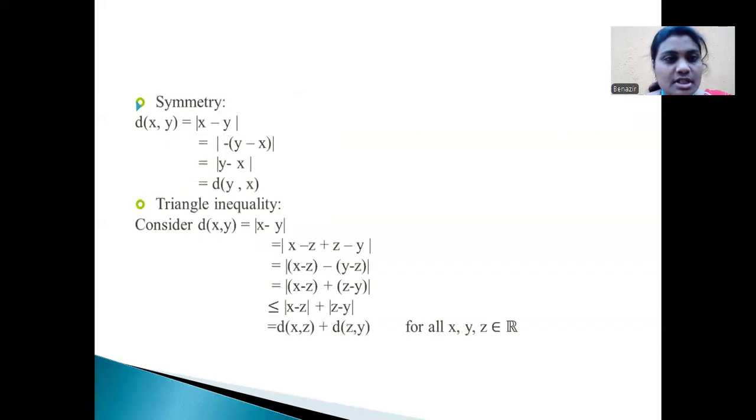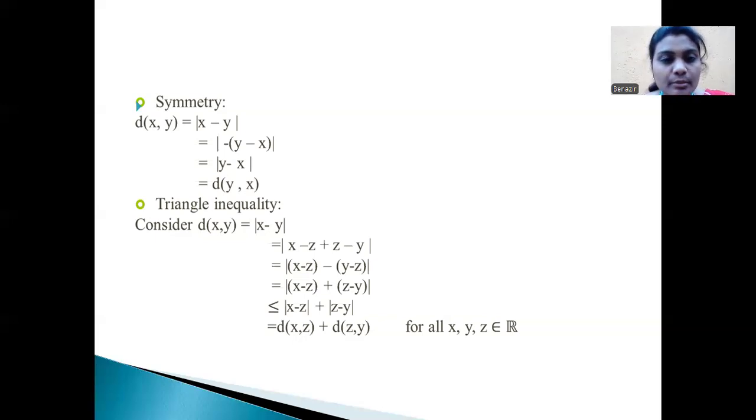Now, the symmetry condition is d(x,y) is equal to modulus of x minus y, which can be written as modulus of minus of (y minus x), that is modulus of y minus x, which is d(y,x). Now, the last condition is triangle inequality. Consider d(x,y) is equal to modulus of x minus y, that is equal to modulus of x minus z plus z minus y, just adding and subtracting z in this term.